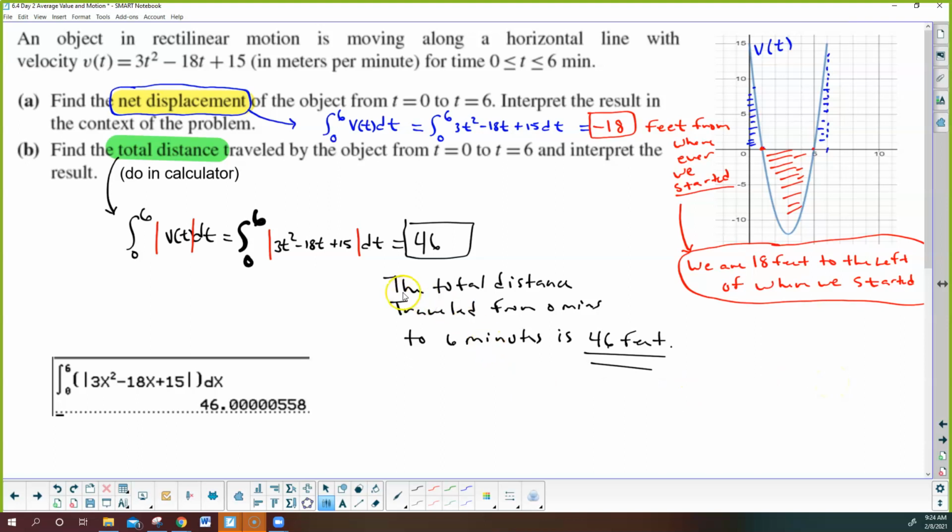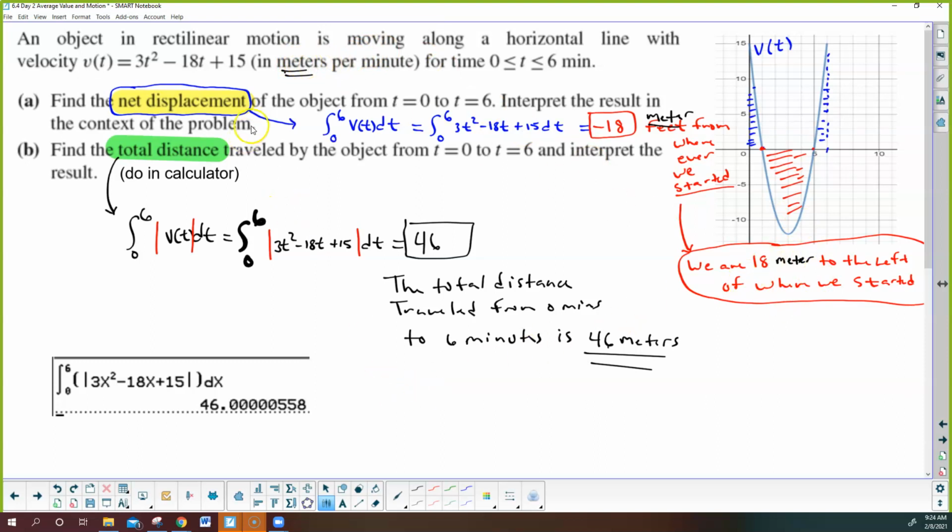Okay. So really sloppy handwriting. I apologize. I was trying to do it fast. The total distance traveled from time 0 to 6 is 46 feet. Ooh, not feet, meters. Curious how the AP problem would approach that. If you accidentally put the wrong units, if they would give you credit for that. I don't think they would. I think they would have taken off points because I put the wrong length in there.